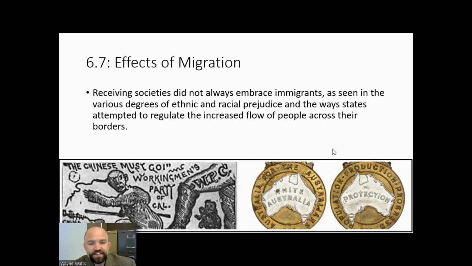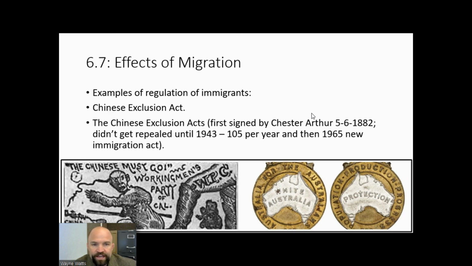Receiving societies did not and continue to do not always embrace immigrants, as seen in the various degrees of ethnic and racial prejudice and the ways states attempted to regulate the increased flow of people across their borders. Examples of regulation of immigrants across borders are the Chinese Exclusion Acts in the United States.